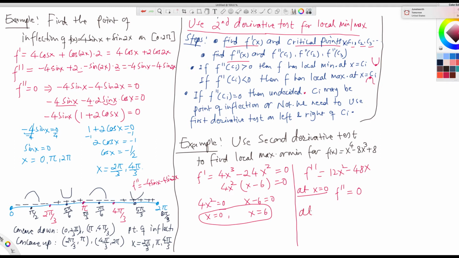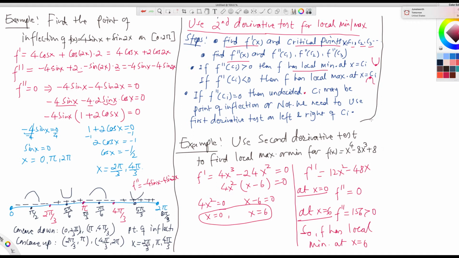So let's do x equals 6. What do you get? 12 times 6 squared is how much? 12 times 36 minus 48 times 6. Let me use a calculator for that. So 12 times 36 minus 48 times 6 is 144. That will be positive. F double prime will be positive. So f double prime positive means what? Local min, right? So f has a local min at x equals 6.